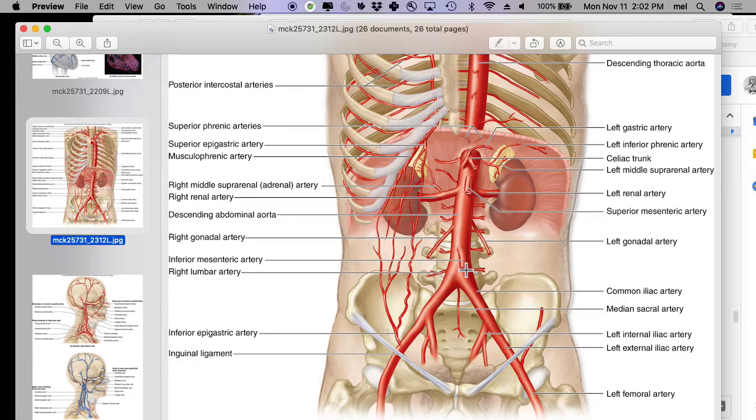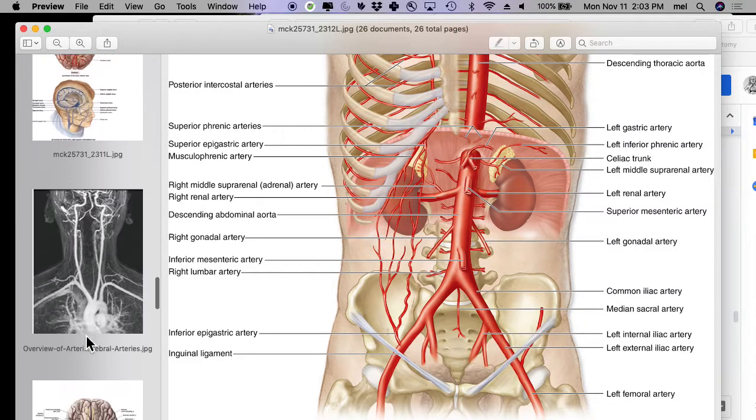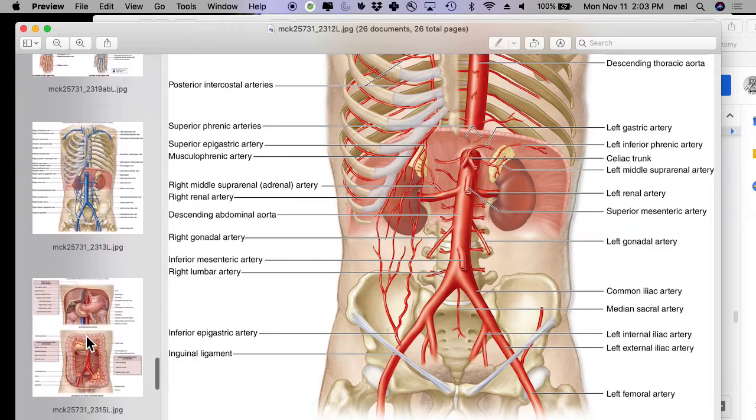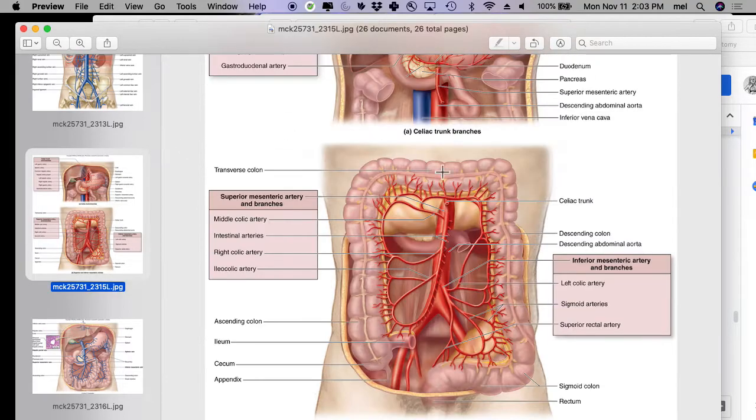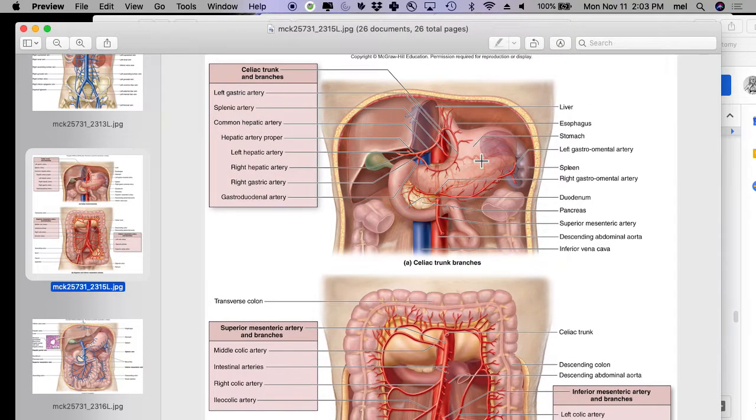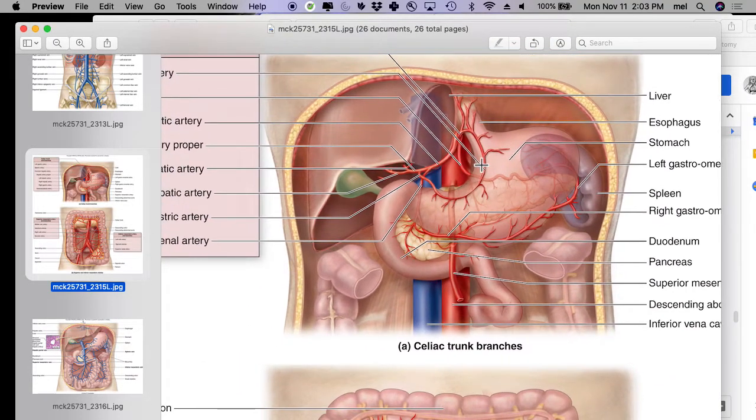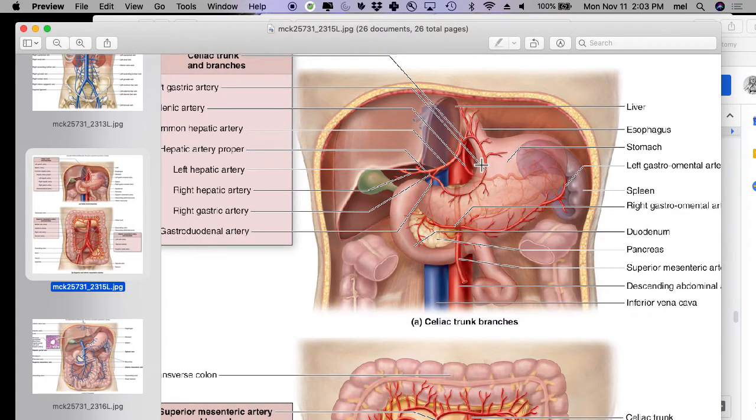But let's add a little bit more detail to that. The one that people have the most trouble with is the celiac trunk. And that's understandable, but it's not that bad when you actually look at it. So let's look at the celiac trunk. Okay. So the celiac trunk is going to be, again, just inferior to the diaphragm. I want you to think about what it's supplying. So the celiac trunk is going to have 3 big branches and then some branches off of those.